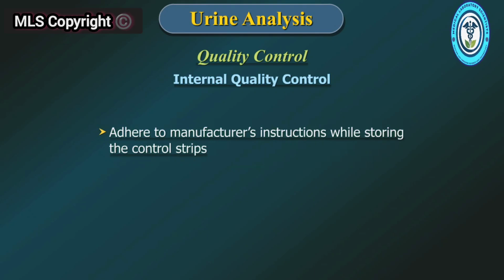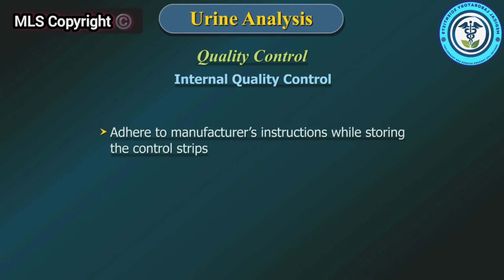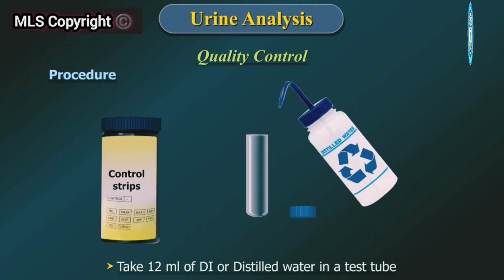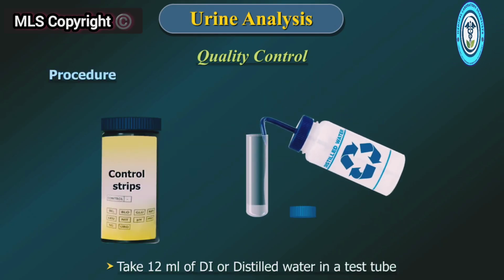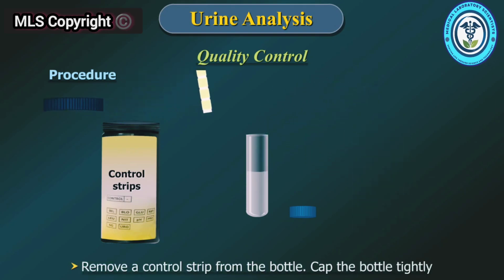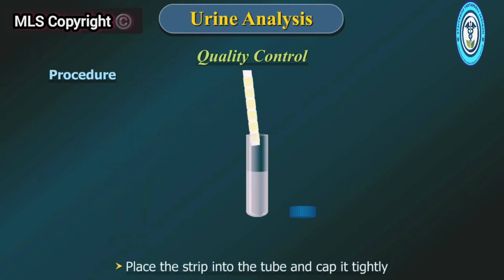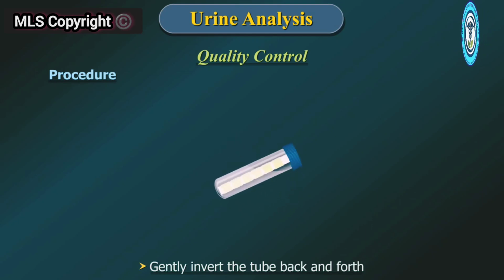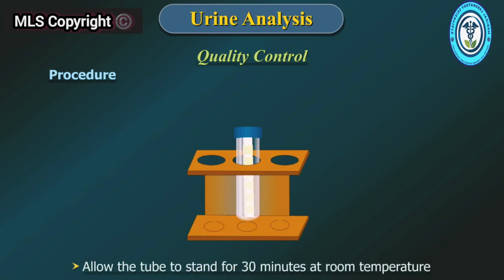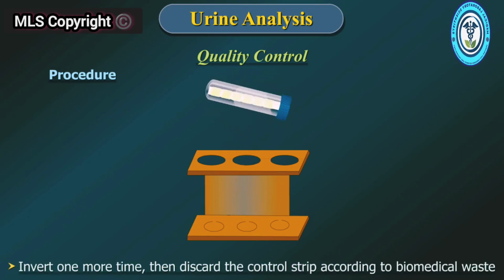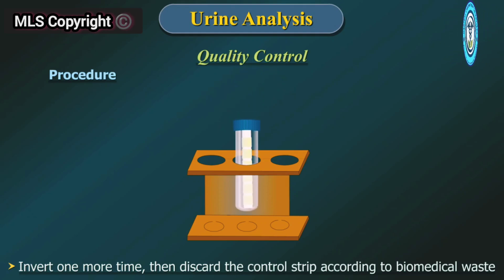Adhere to the manufacturer's instructions while storing the control strips. Procedure for performing quality control with quality control strips, as recommended by the manufacturer. Take 12 ml of distilled water or deionized water in a test tube. Remove a control strip from the bottle and cap the bottle tightly. Place the strip into the tube and cap it tightly. Gently invert the tube back and forth for 2 minutes. Allow the tube to stand for 30 minutes at room temperature. Invert one more time, then discard the control strip according to the laboratory protocol.